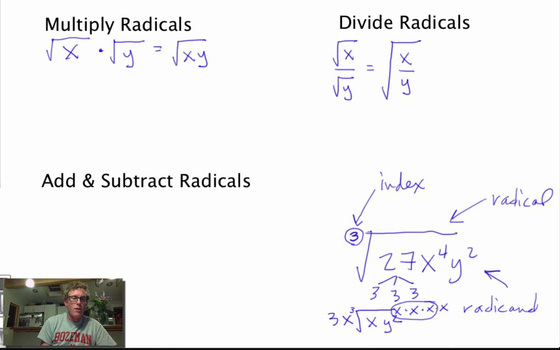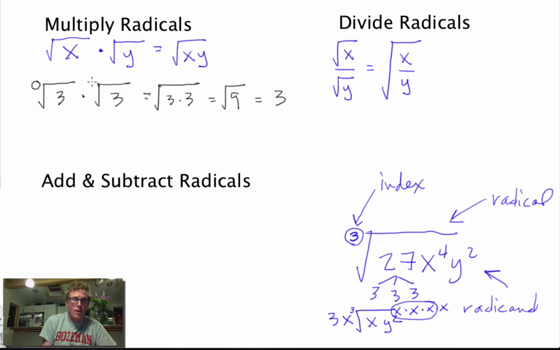Alright, so let's grab a different color here and do a quick example. So for example here, say I'm working with the square root of 3 times the square root of 3. Well, I can rewrite that as the square root of 3 times 3, which equals the square root of 9, and the square root of 9 equals 3. Now notice that there wasn't anything written in the index, so we were talking about the square root.